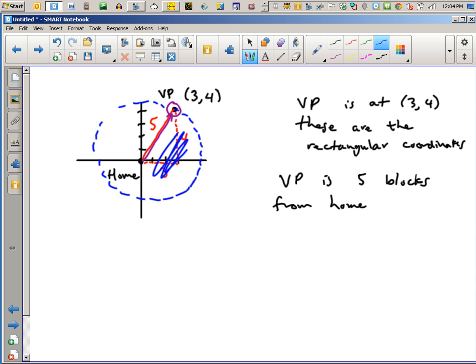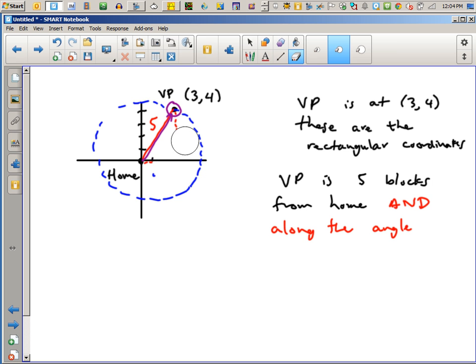But in this particular case, you would definitely need to know the angle of travel. So you can't just say, I live 5 miles from school, and then from there everybody can figure out where the school is. No, you need to give me the angle. So another way of saying where Villa Park is, is to say it is 5 blocks from home and along the angle, what? What angle is this? Well, we typically measure using standard position reference frame.